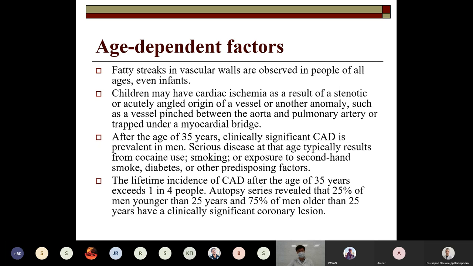The lifetime risk of CAD after the age of 34 years exceeds one in four people. Autopsy series revealed that 34% of men younger than 34 years old and 75% of men older than 34 years have a clinically significant coronary lesion. But today, we absolutely know that a clinically significant lesion should not affect only the large epicardial artery; microvascular angina can modulate the risk of death due to ischemic lesion, and we will have the opportunity to discuss it later.